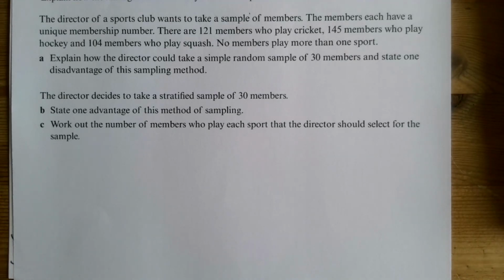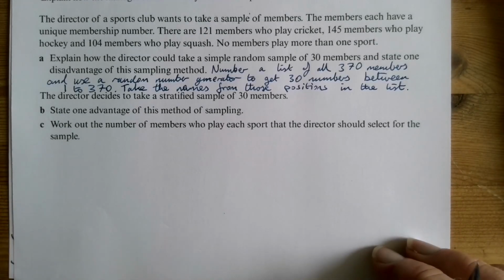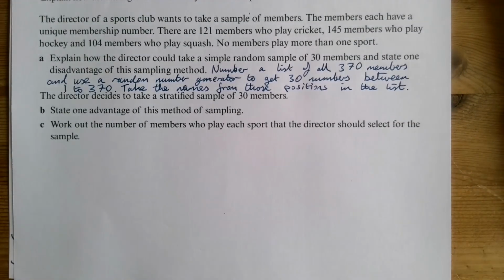Okay, final question, here you go. Right, how could you take a simple random sample? You should have something like this. Okay, so numbering the list of all 370 members, using a random number generator to get 30 numbers, then taking the names from those positions in the list. You've got to be very, very careful about how you do it. Maths isn't just about being able to do lots of really, really difficult procedures. It's about explaining how you do it as well. Communication is very important.